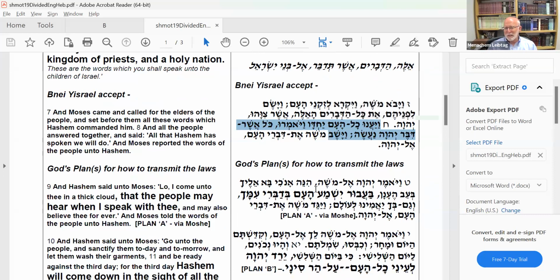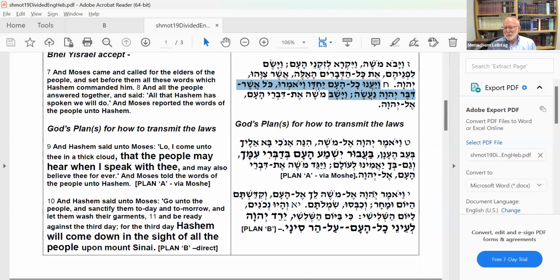God tells Moshe, I'm going to come to you, speak through you through the cloud. Okay? And God tells Moshe, tell the people as follows, get the people ready for this encounter with God. God's about to appear. Okay?